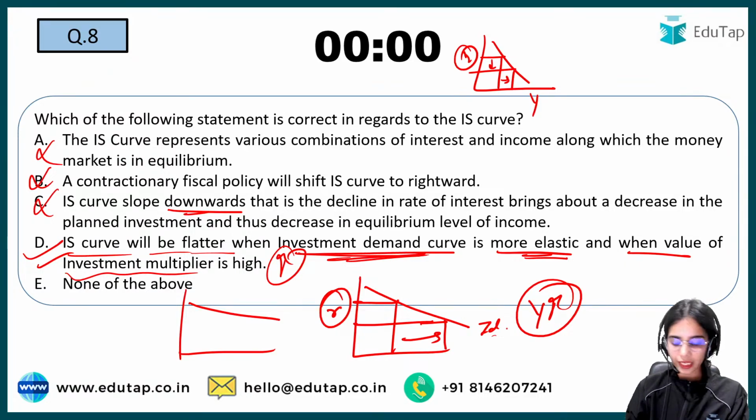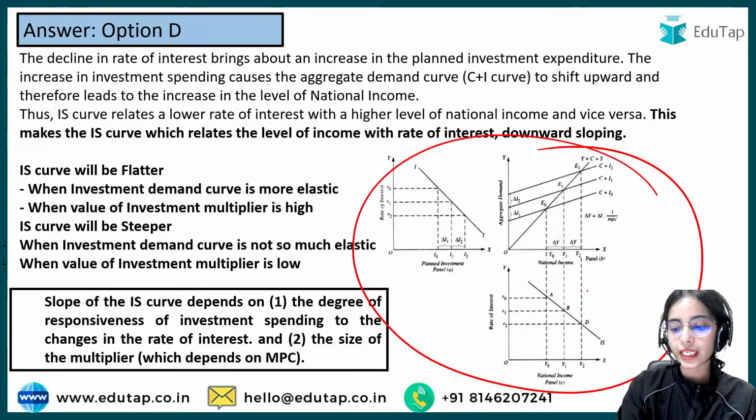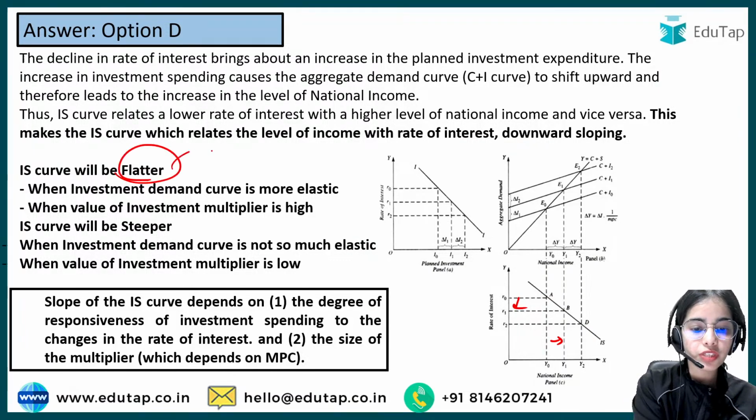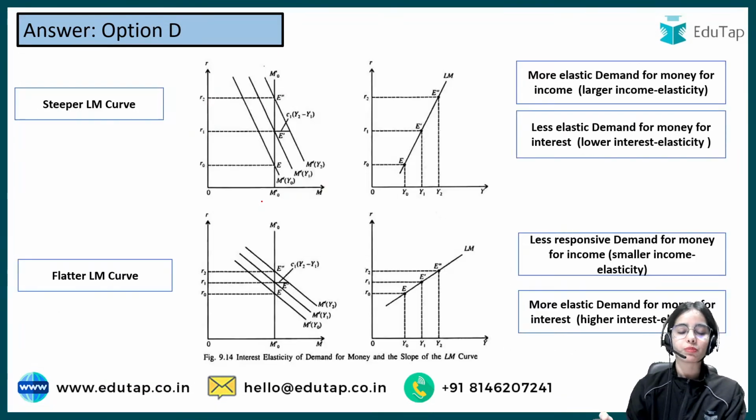Yes, absolutely correct, both of you. So this is what we have discussed, that the IS curve is downward sloping because there is an inverse relationship between the rate of interest and level of income, and the IS curve is flatter when the investment demand curve is more elastic and when the value of the investment multiplier is higher.